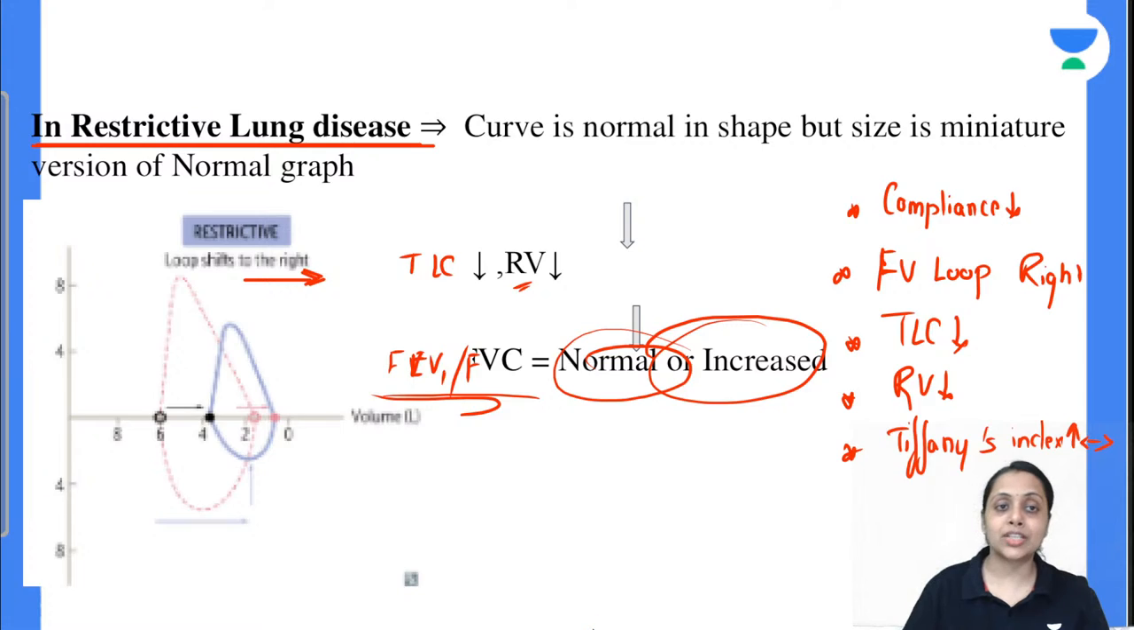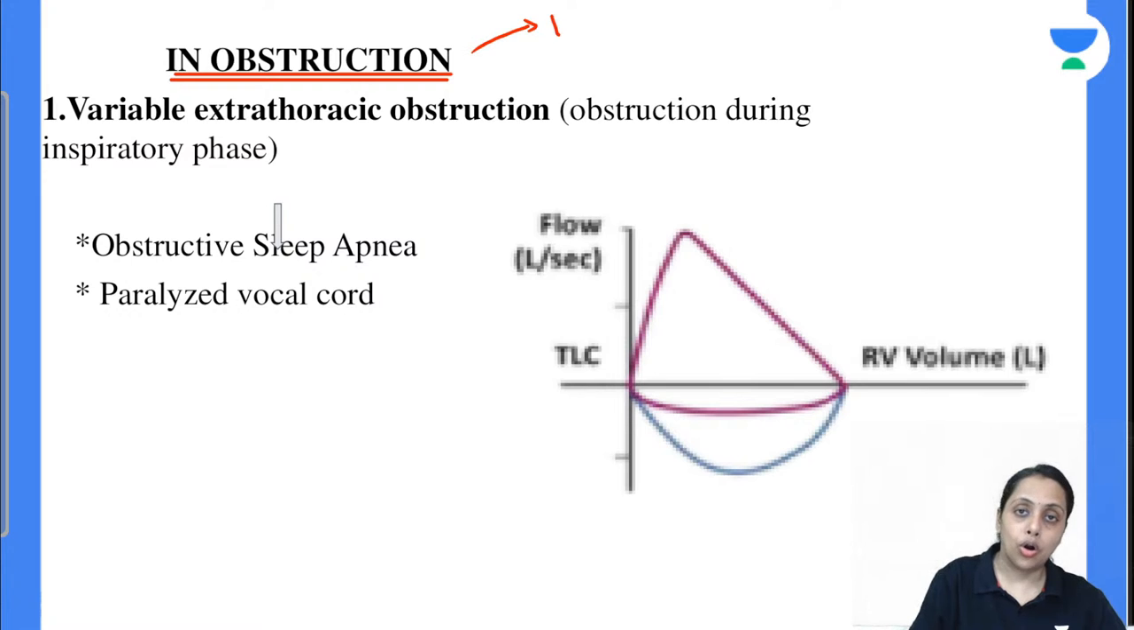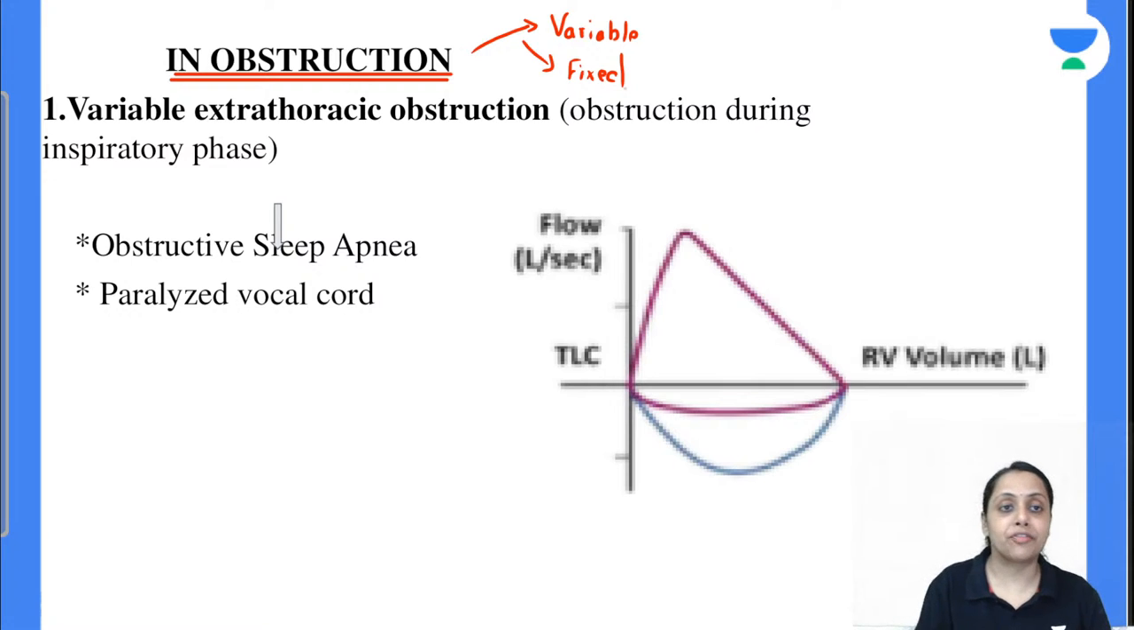So now coming to the next key, हम इस loop से obstruction भी differentiate कर सकते हैं कि either it is a variable obstruction or fixed obstruction. Variable obstruction can be either extrathoracic या intrathoracic. इसको भी differentiate कर सकते हैं. कैसे differentiate कर सकते हैं? First situation, variable plus extrathoracic obstruction है.